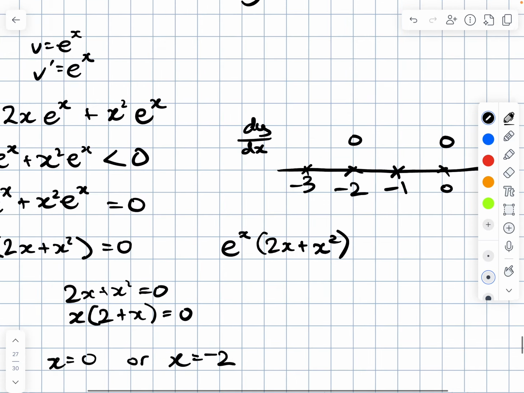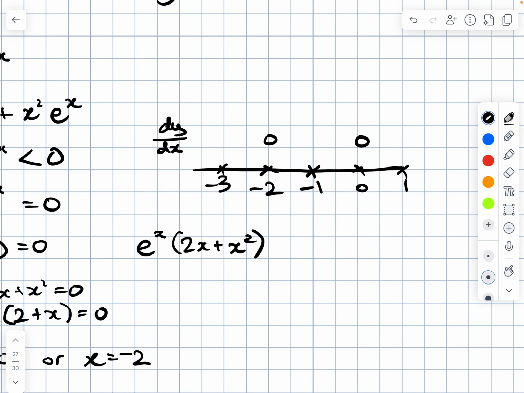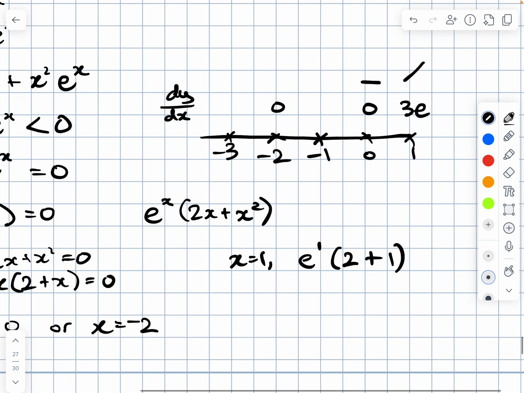So when x equals 1, we have e to the power of 1 times two times 1, which is just 2, plus 1 squared, which is 3, so we have 3e. Now I don't really care what that number is, all I care about is that that is a positive number. So at least here we have a positive gradient, beside it we have a flat gradient, or 0. Then we'll substitute -1 in.